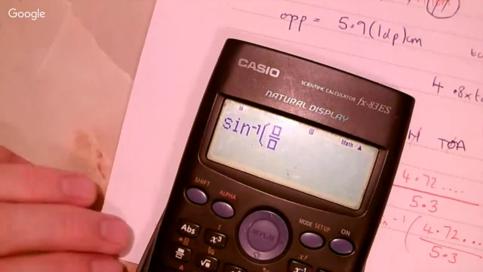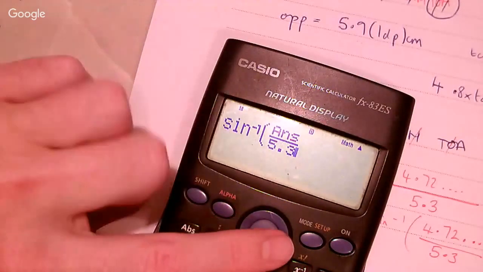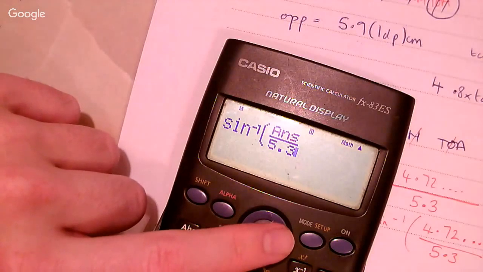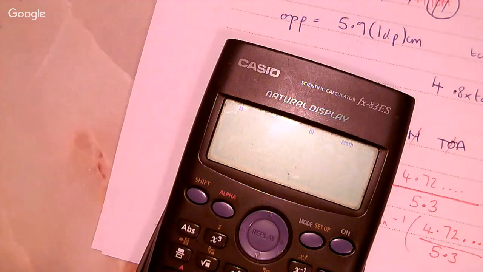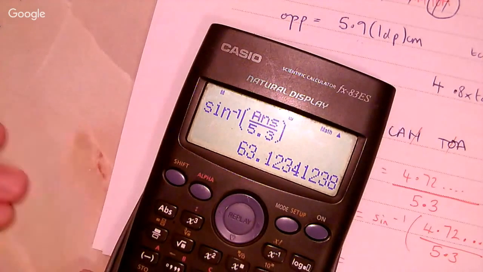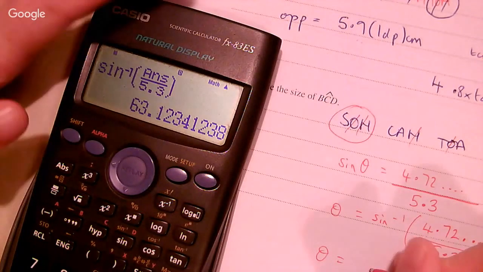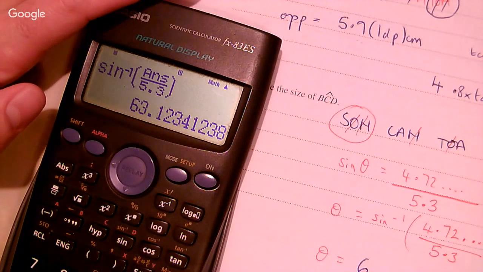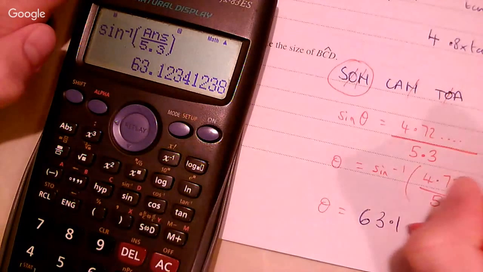So I'm putting it in as follows: shift and sine to get sine to the minus 1. Now I press the fraction key, ans over 5.3, and then you must bring round a bracket, not there on the bottom, we want it up here on the top. Okay, so pressing the equals there gives me the angle of 63.1234. So rounding that to 1 decimal place would be 63.1. But I must say that I round it to 1 dp.